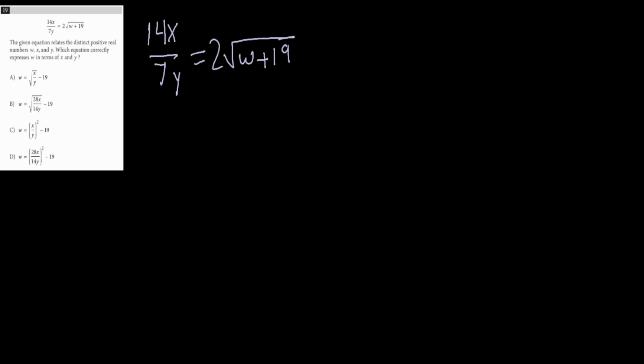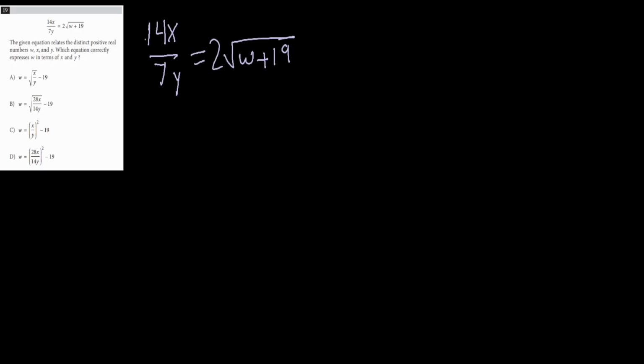Hello everyone, today we're here with number 19 on practice test number 4. It is an algebra problem which asks us to correctly express w in terms of x and y. You see we have w here in a square rooted mess and we need to isolate it. So let's go ahead and get started.